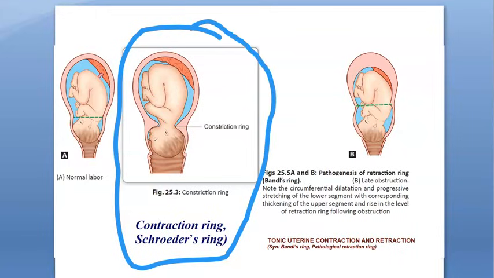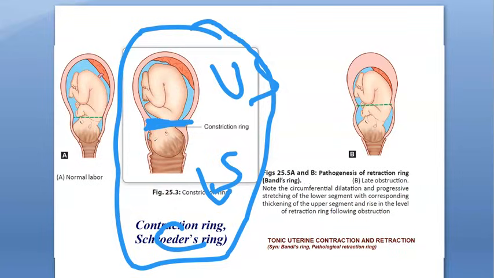This will happen when there is abnormal, incoordinated uterine contraction. So again here what will happen, there is a ring formed here. This ring is between the upper segment and lower segment itself, but this ring will not move from this place. Okay, it will not move up or down. So this is the constriction ring. Again here you have to just do a cesarean section for the patient.